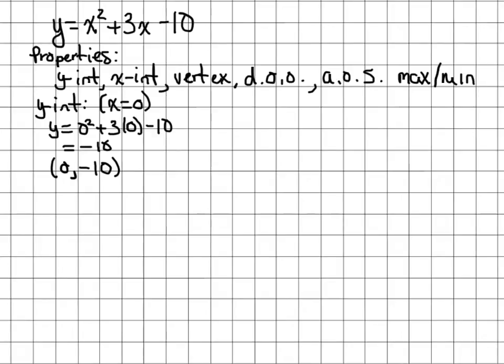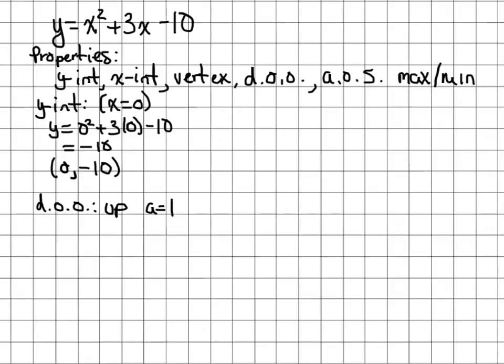The direction of opening, so the DOO, the direction of opening is up. And we can tell that because the a value, or the number in front of the x squared, is a 1, and it's positive 1. So a is equal to 1, and since it's positive, that means that the direction of opening is up. All right, so now it's the x-intercepts and the vertex and the axis of symmetry and the maximum or minimum that are really difficult to get from this form. And so what we need to do is change forms.